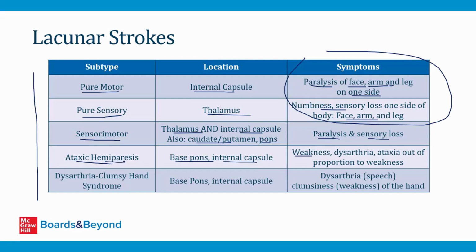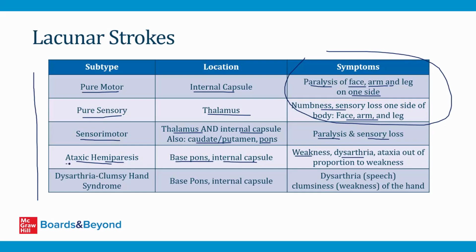That's the hemiparesis. But also the patient will have dysarthria, which means difficulty using the muscles of speech. So the patient has trouble speaking. This is different from aphasia. It's not a comprehension of speech problem. It's merely a problem moving the muscles associated with speech.